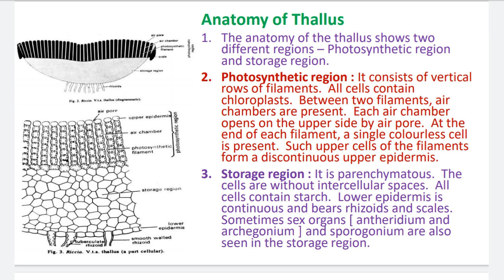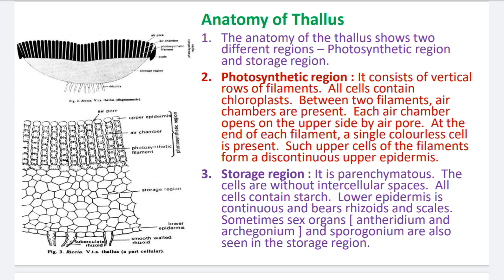Number 3, storage region. It is parenchymatous. The cells present in the storage region are parenchyma cells, so it is a parenchymatous region. The cells are without intercellular spaces. Intercellular spaces are absent. All cells contain starch as a reserve of food material. The lower epidermis is continuous and bears rhizoids and scales. The upper epidermis is discontinuous, but the lower epidermis is continuous, which produces the rhizoids and scales toward the lower side of the thallus.